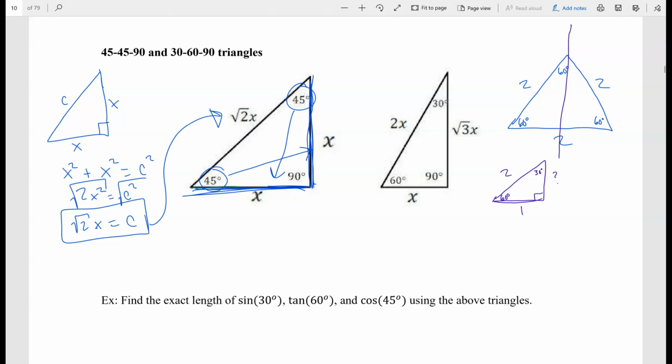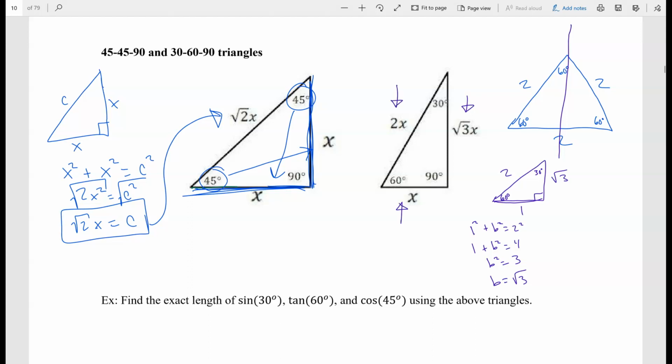Well, by the Pythagorean theorem, I can do it. I know it's going to be 1 squared plus b squared equals 2 squared. So I have 1 plus b squared equals 4. b squared equals 3. So then b equals the square root of 3. So this side right here is going to be the square root of 3. Okay, so that's where this square root of 3 came from. This 2 is right there, and then you have a 1.